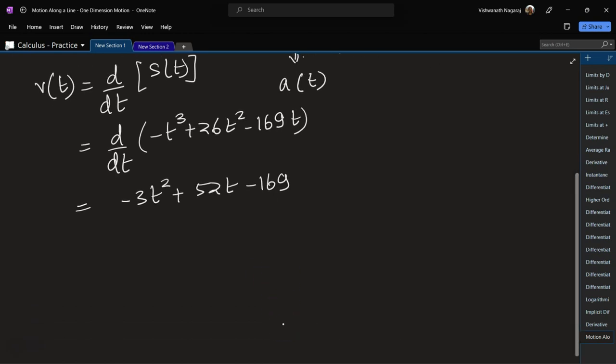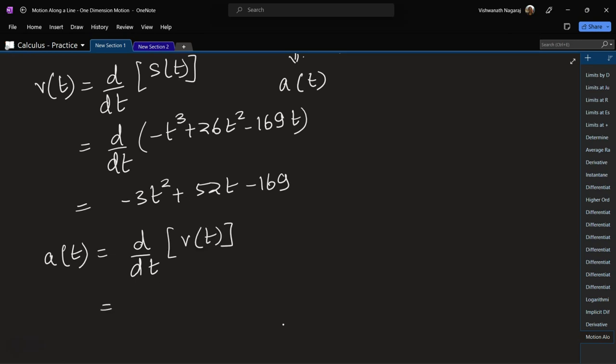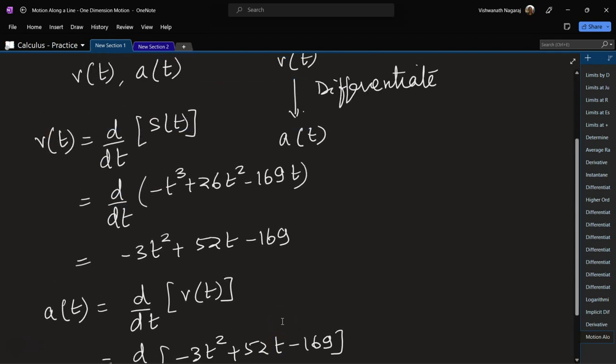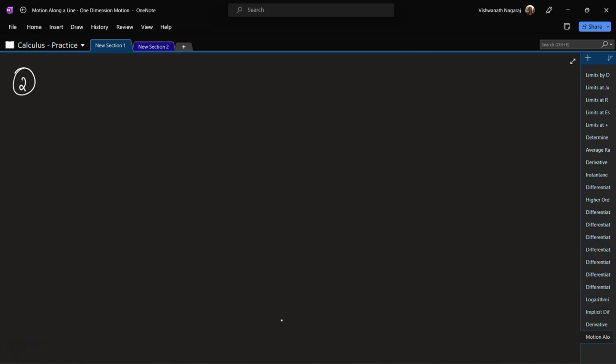Now for acceleration with respect to time, we would be differentiating the velocity, that is d by dt of minus 3t square plus 52t minus 169, which gives us minus 6t plus 52. Now, in the first problem, I have written it step by step. Depending on the context, you can directly start writing.